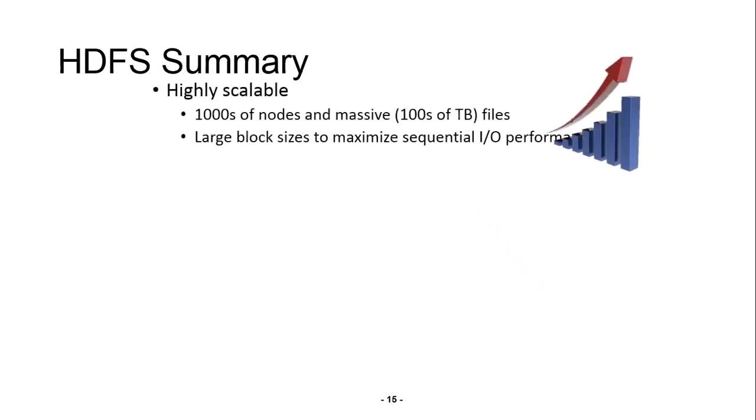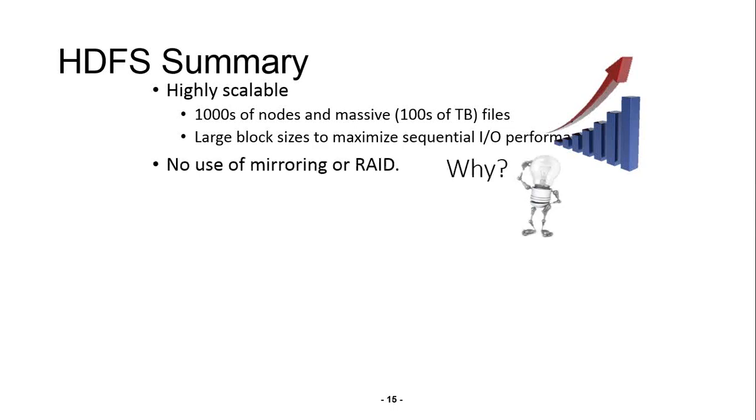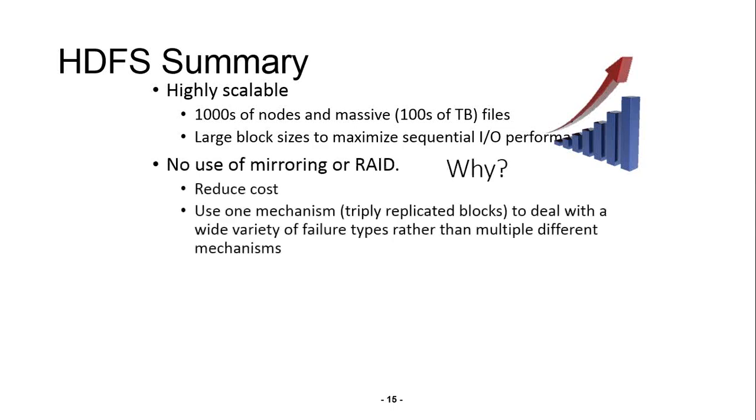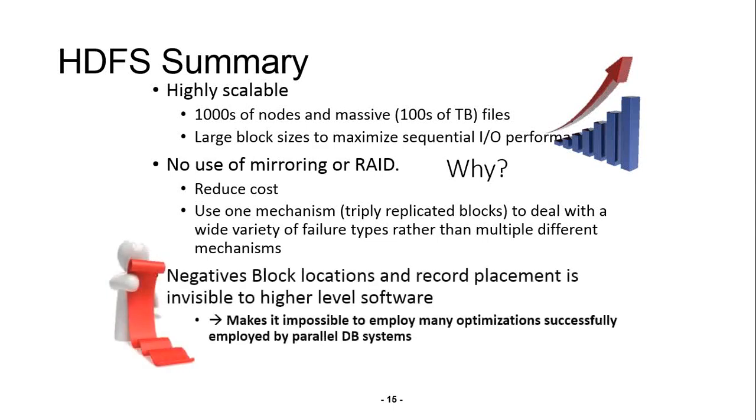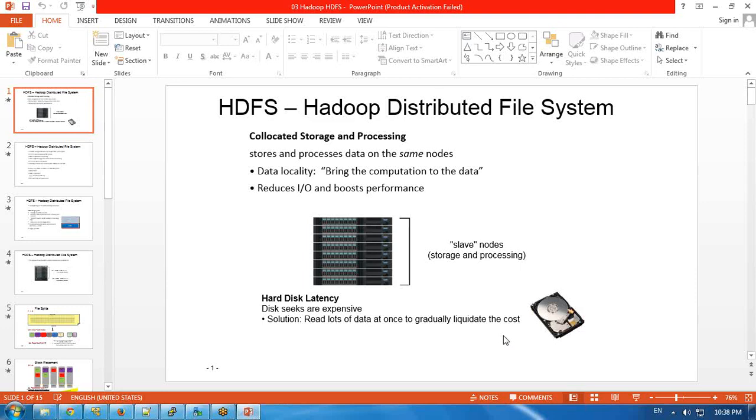To summarize, HDFS is for high scalability. It can be scaled to thousands of nodes with massive amounts of data, hundreds of petabytes of data, and typically we use a large block size to maximize I/O performance. We no longer require high-end appliances like RAID. The simple mechanism of block replication suffices for the RAID functionality. Block locations and record placement are invisible to the end users. That is about HDFS.